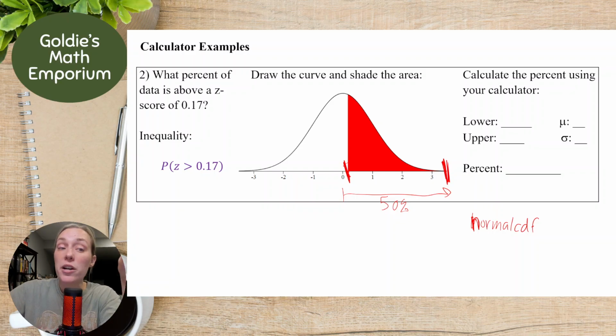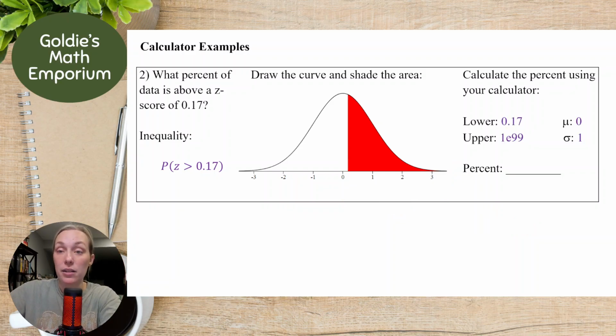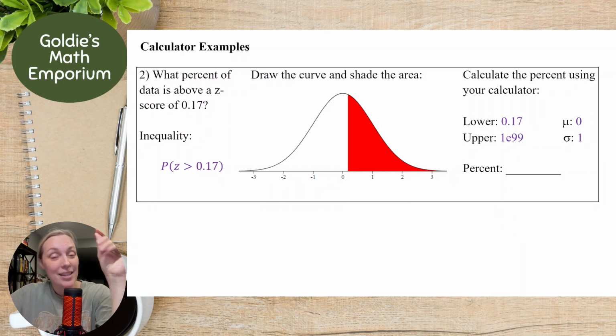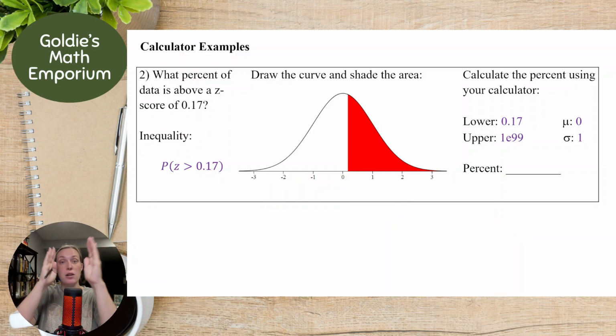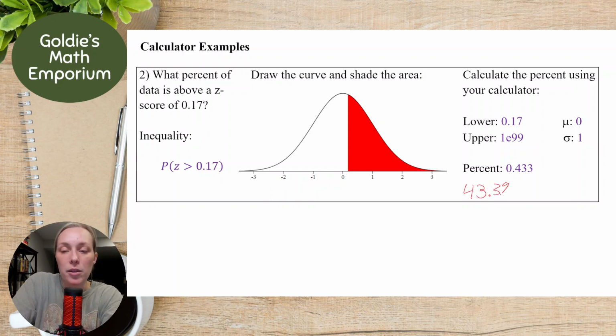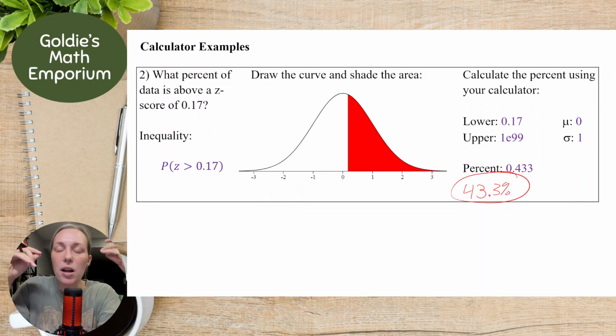Okay, so your lower is now 0.17. Your upper is now positive infinity. Okay, so lower to upper. All right, mean 0, standard deviation 1. The percent, perfect, just less than 50%, 0.433. If you want to do the percent, right, that's fine. That's the percent of data above that z-score.